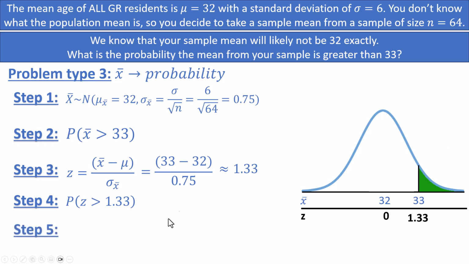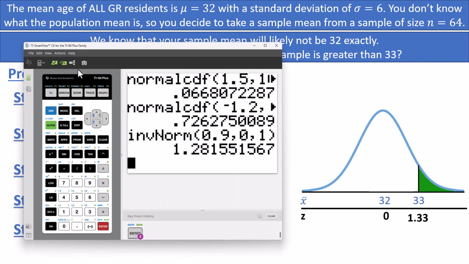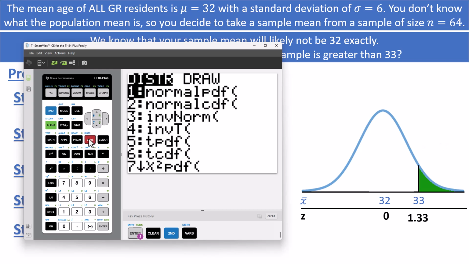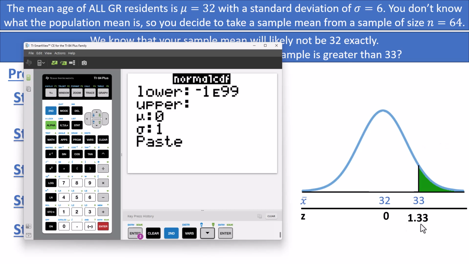And then finally, we can use our normal CDF function on the calculator to find the probability. So just as a reminder, we can find that by going to second and distribution on our calculator and choosing the second option down. The lower bound is going to be in terms of z-scores. It's going to be where the shaded region starts, which in this case is 1.33. And then the upper bound is going to be where the shaded region ends. In this case, there really is no ending point.